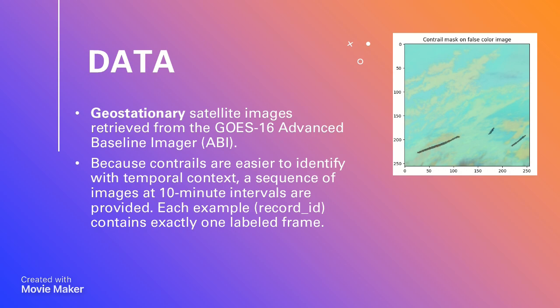For each of these sequences, there are 9 different folders that represent bands, which are the infrared channels at different wavelengths and are converted to brightness temperatures. Each record ID also holds a human pixel mask, which is an array that is the per-pixel binary ground truth for the contrail detection. So basically, which pixels have contrails.